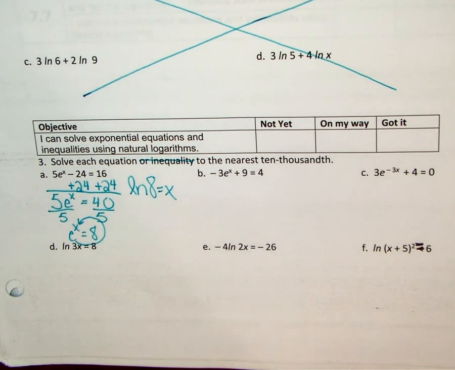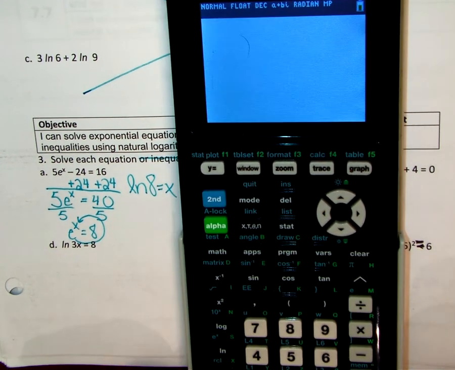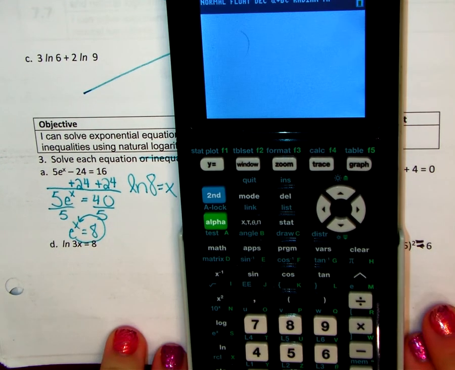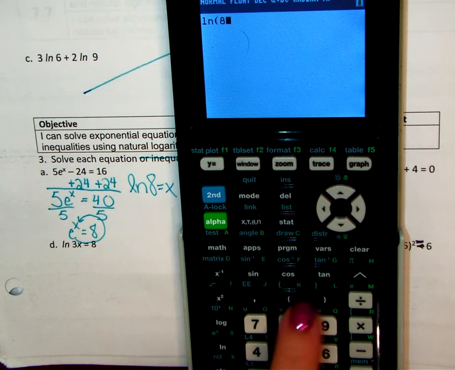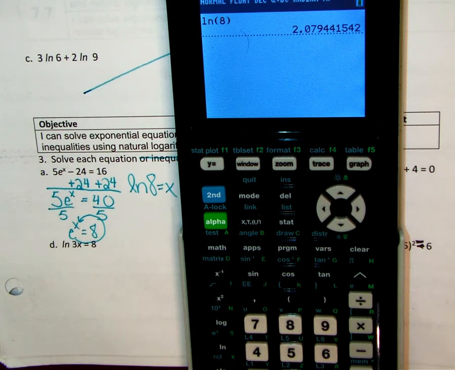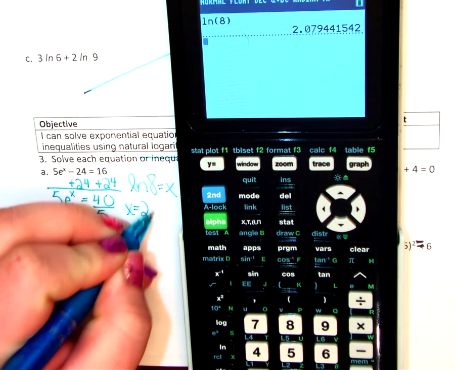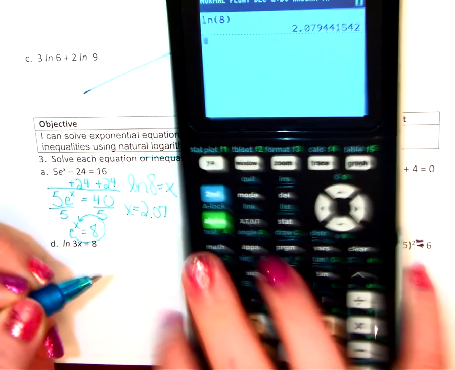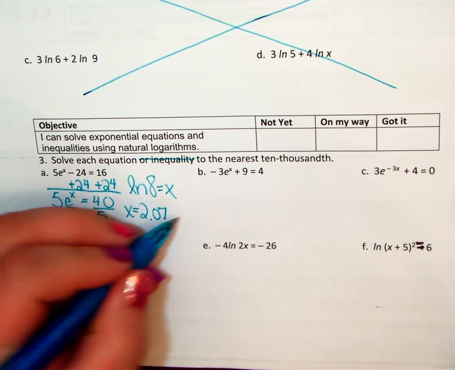ln of 8 is something I can actually use my calculator to calculate. Your calculator has a button for natural logs on here, just like it has a button for logs with base 10. The button is actually located right underneath that button as ln. So ln of 8, close your parentheses, and we get our answer. X is equal to 2.07, I believe we're going 4 decimal places, so 2.0794.